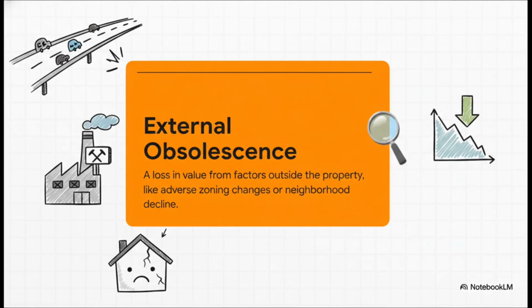And the last one, number 3, is external obsolescence. This is the tough one, because it's about stuff happening outside the property that you have zero control over. Maybe the city rezones the area, or a giant factory that employed half the town suddenly shuts down. Your building didn't change, but its value just took a hit anyway.